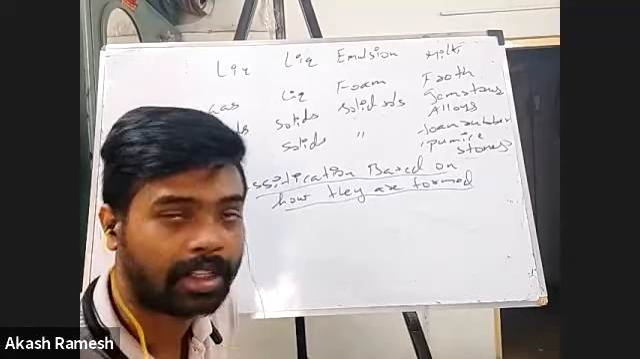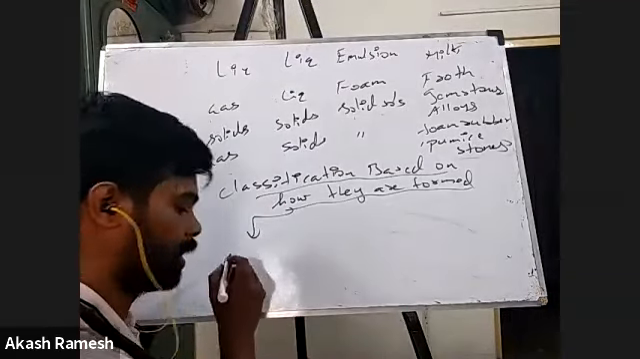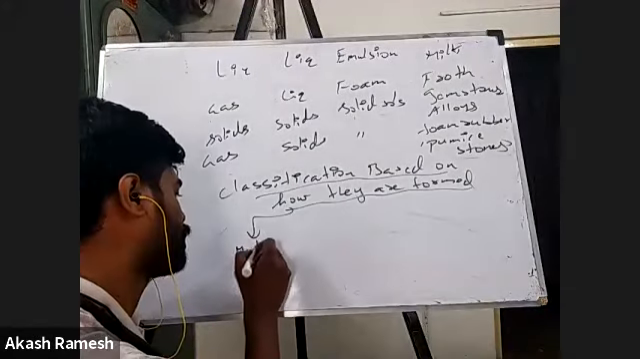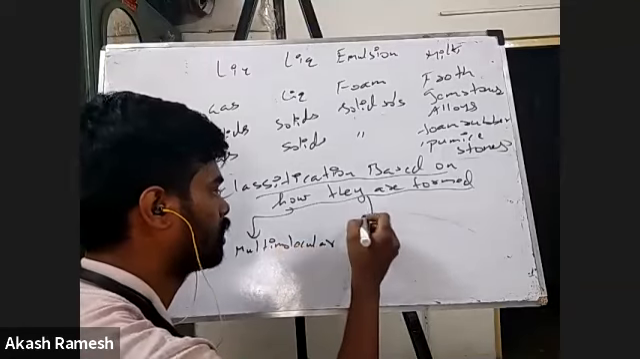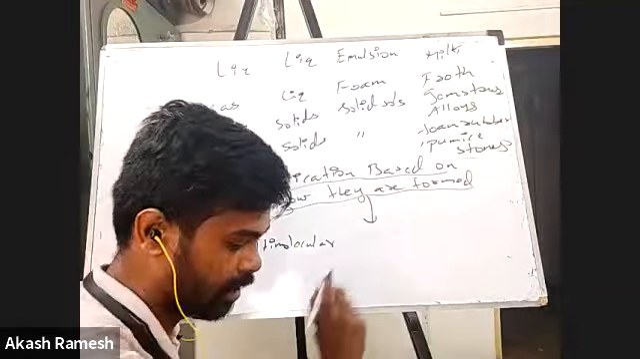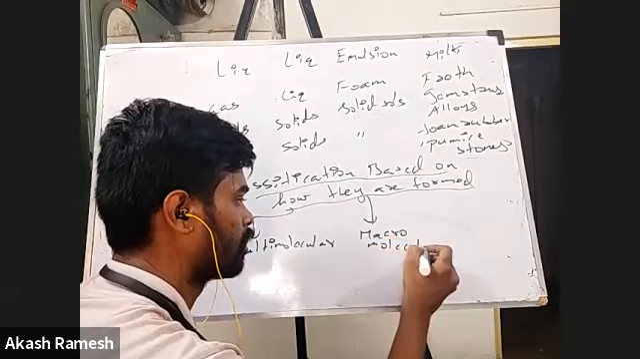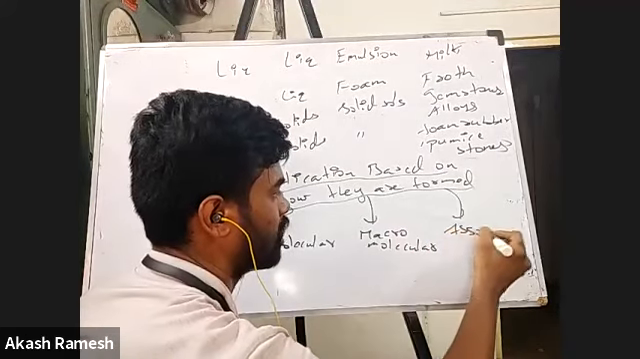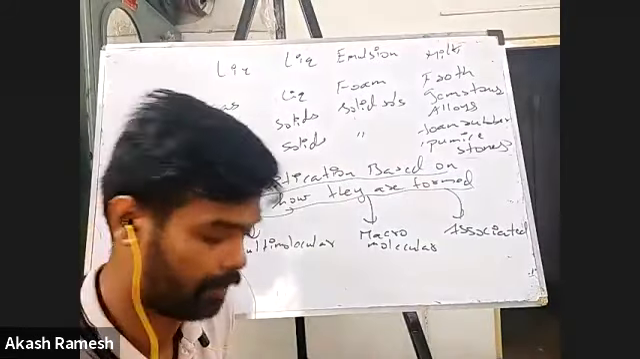So under this, I have 3 things. The first one is called multi-molecular colloids, and I have something called macromolecular colloids, and the last one is called associated colloids. Okay, right?